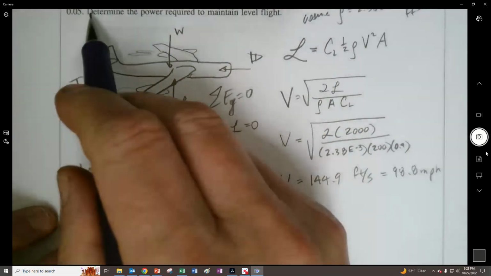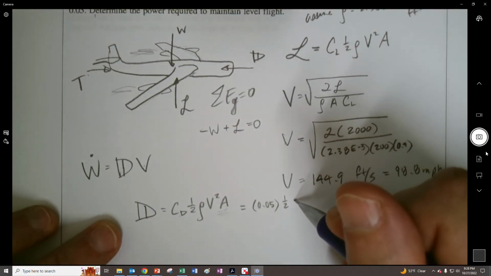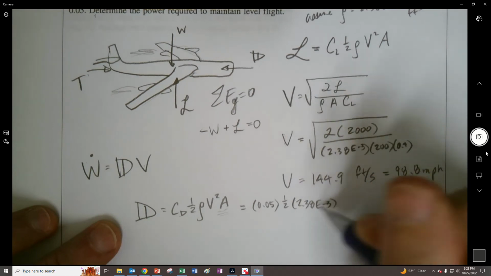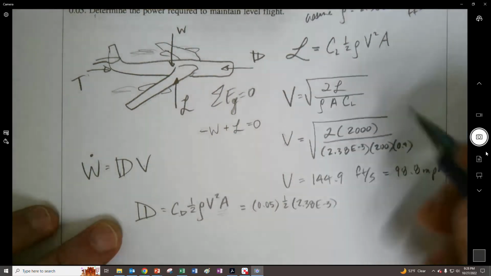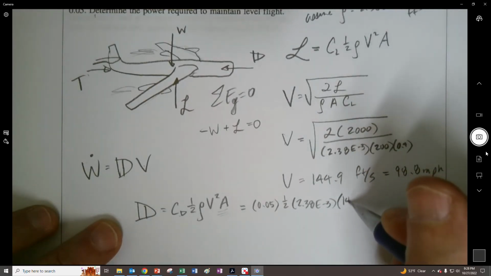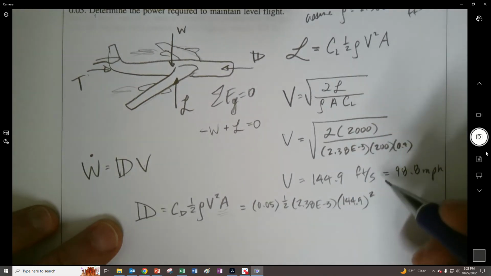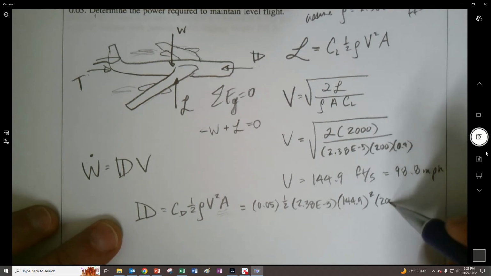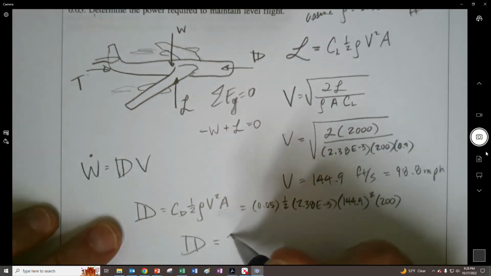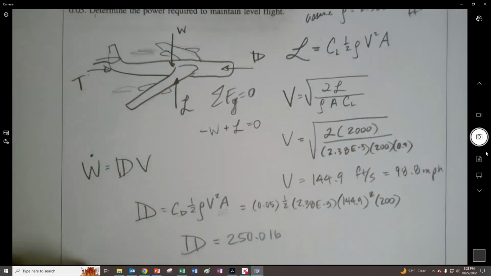So we stick the drag coefficient in there, and the density here, 2.38. And once again, I really think we should use a thinner density, but I already had it written out this way, so I kept it. So we use 144.9 that we found from the lift. Make sure we square that. And then the area is 200. So I get that the drag on this is going to be 250 pounds, which doesn't seem like a lot.